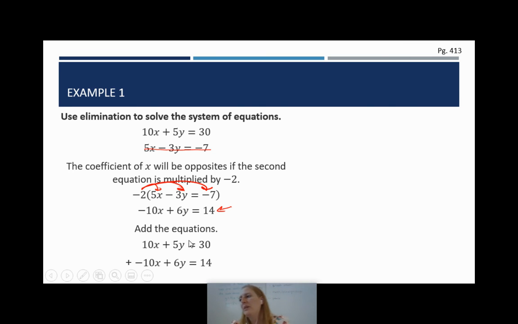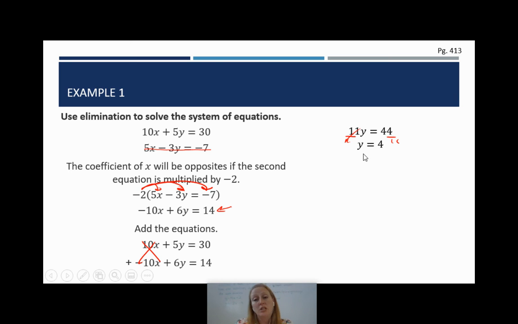So I added my equations together. Of course, 10x and a negative 10x, they canceled out. 5y plus 6y is 11y. 30 plus 14 is 44. I had to write it up here because I was running out of space. I'll go ahead and divide both sides by 11. So those cancel. And I get that y equals 4.